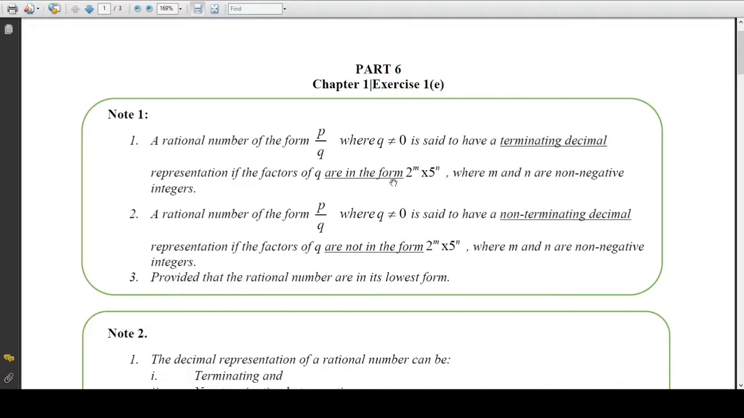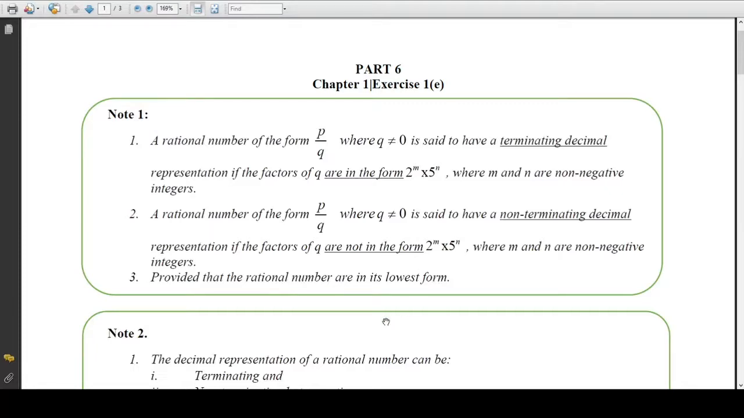And this rational number p by q is said to have a non-terminating decimal if the factors of q are not in the form 2^m multiply 5^n, where m and n are the same thing, non-negative integers, provided that the rational number is in its lowest form.